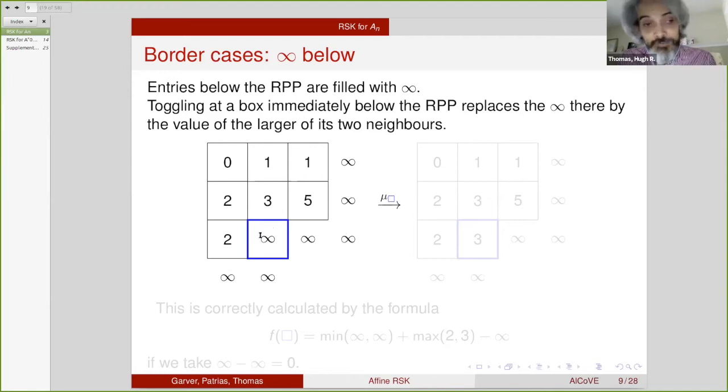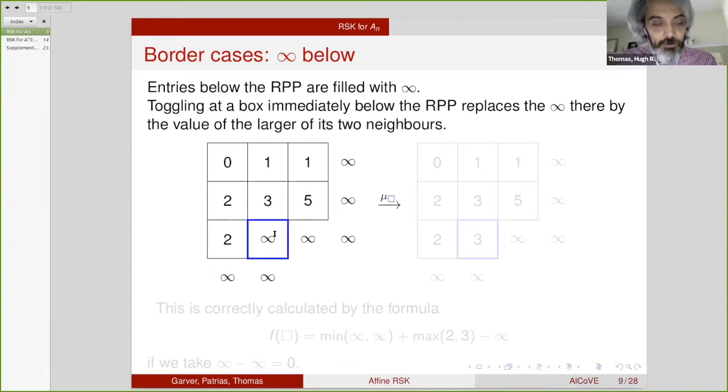And notice that makes sense because this is supposed to be increasing as you move downwards. So infinity obviously could go in under any reverse plane partition. We could have a bunch of infinities here and we would still satisfy the reverse plane partition condition. And so let's think about what happens if we toggle here at an infinity that is just below the reverse plane partition.